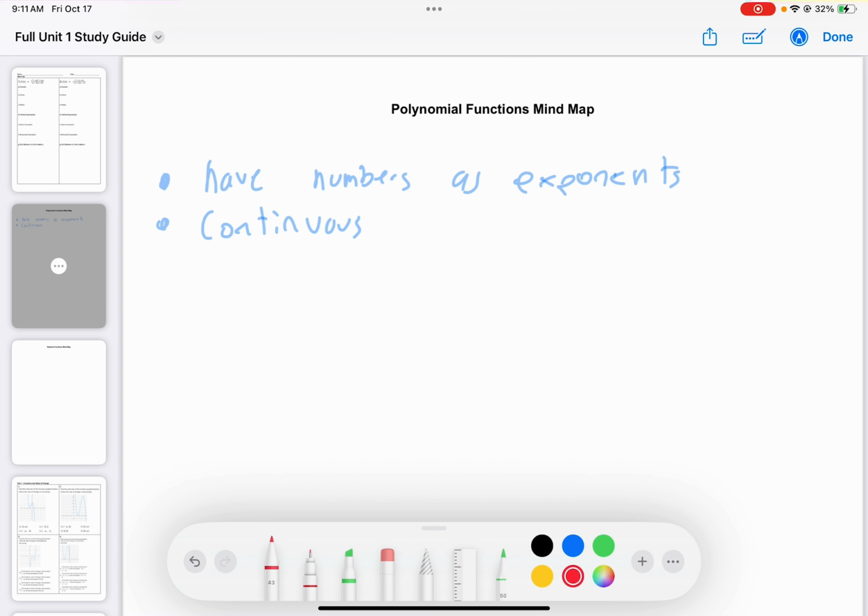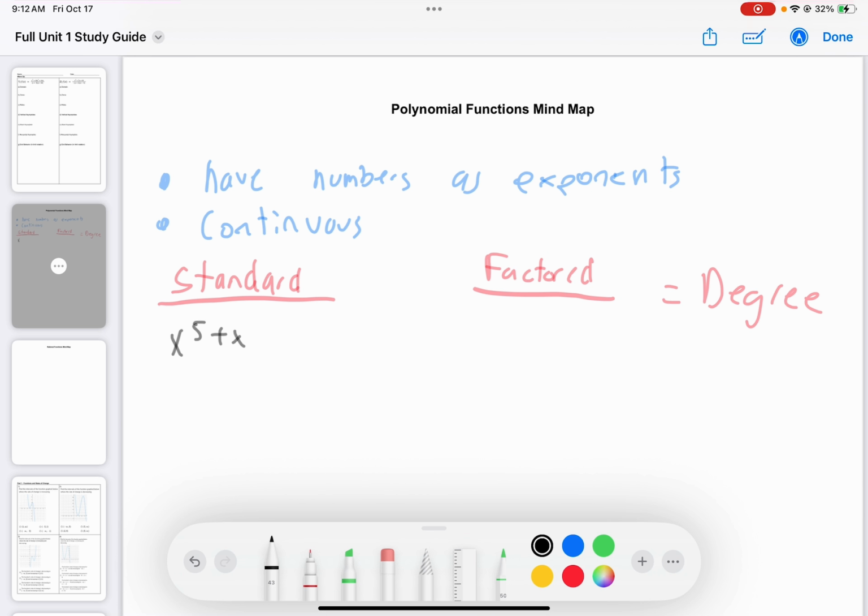Polynomial functions are given to us in standard and factored form. These two forms help us determine the degree of the polynomial. If I'm in standard form, the degree is pretty easy to find. Say I had something like this. The degree is just always the largest exponent. So here this would be a degree of 5.